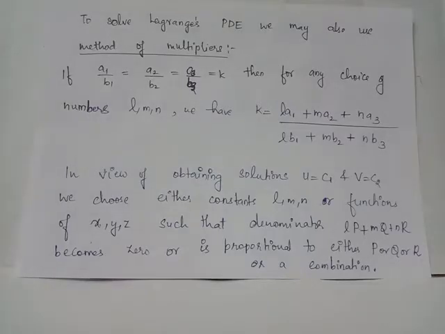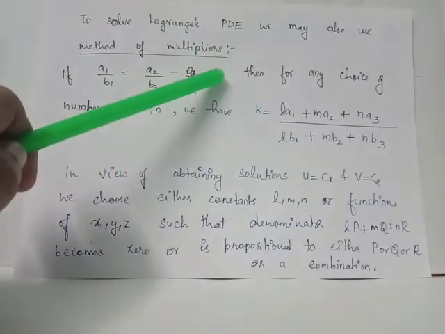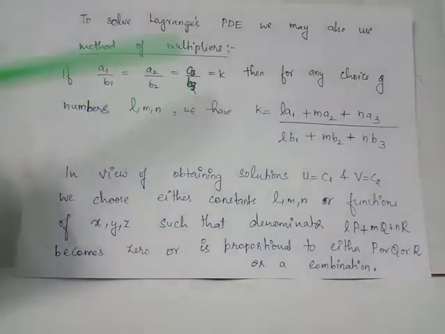In Lagrange's partial differential equation, every time comparing ratios of the auxiliary equation might not be helpful to arrive at the solution. So we may also depend on the method of multipliers. When we have ratios a1/b1 equals a2/b2 equals a3/b3 equals k, when we choose numbers l, m, n such that (l a1 + m a2 + n a3)/(l b1 + m b2 + n b3) is considered, this ratio also maintains the same proportionality maintained by these three ratios individually.